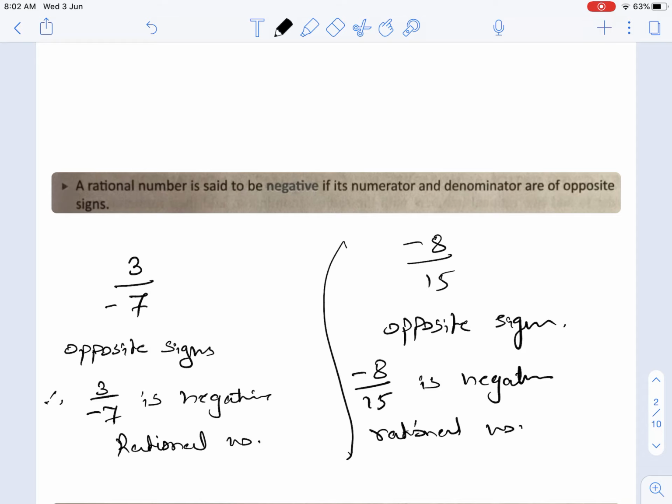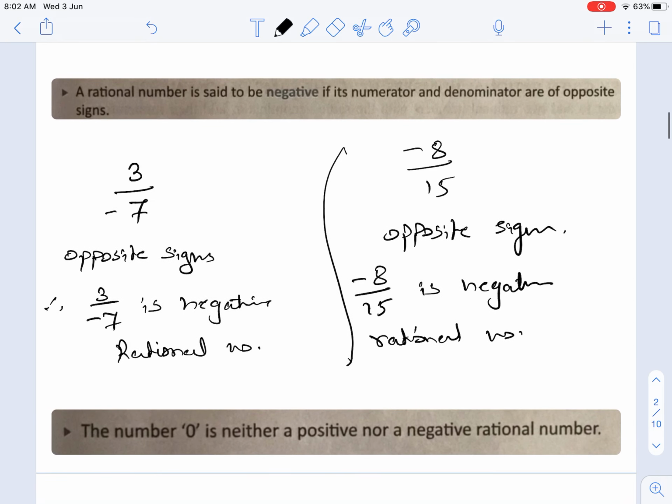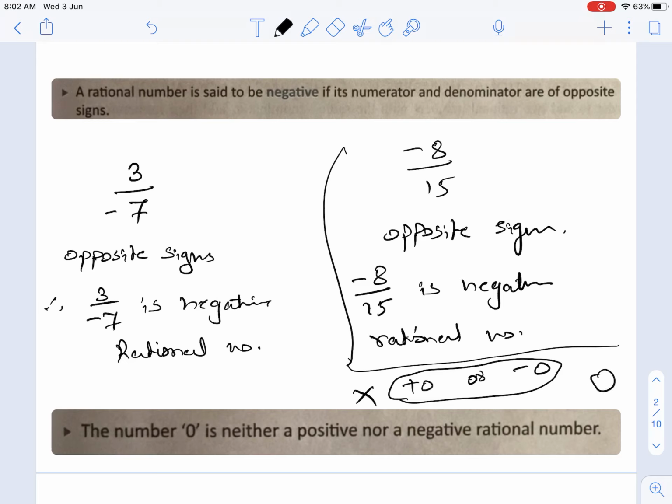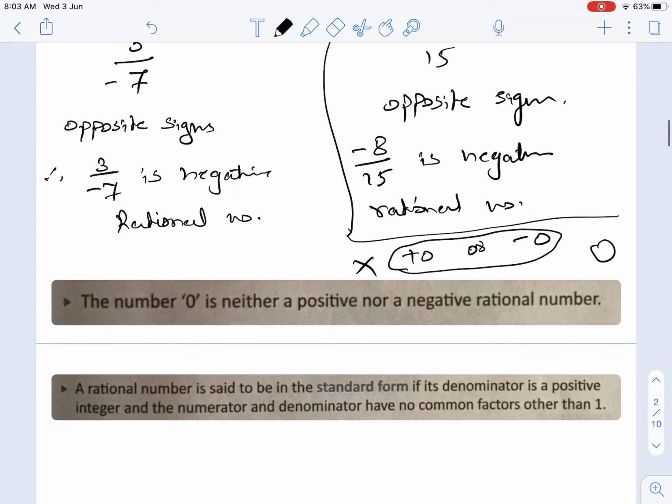Now let us proceed further. The number 0 is neither a positive nor a negative rational number. It means that we cannot give any sign for 0. That is, 0 cannot be written as plus 0 or minus 0. This is wrong, we cannot write in this way. 0 can simply be written as 0. There is no sign for 0. Then now next one.